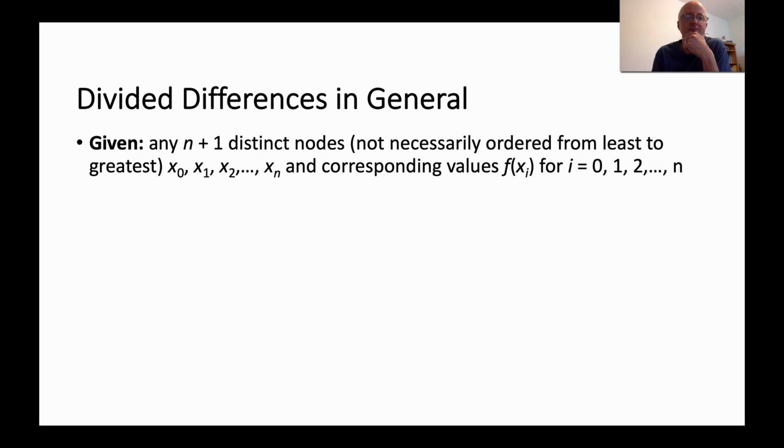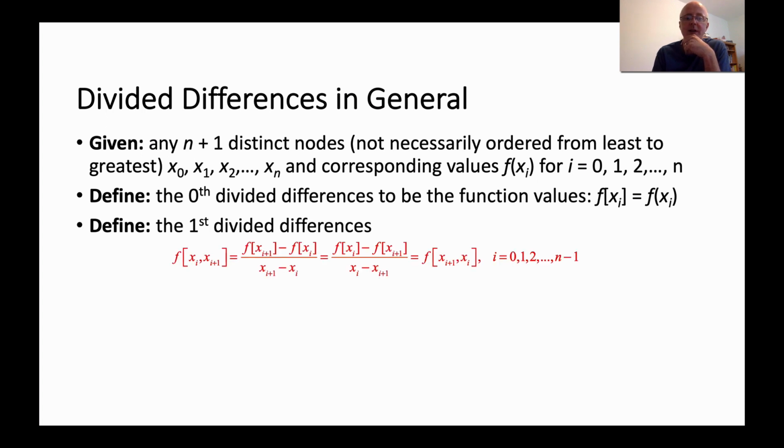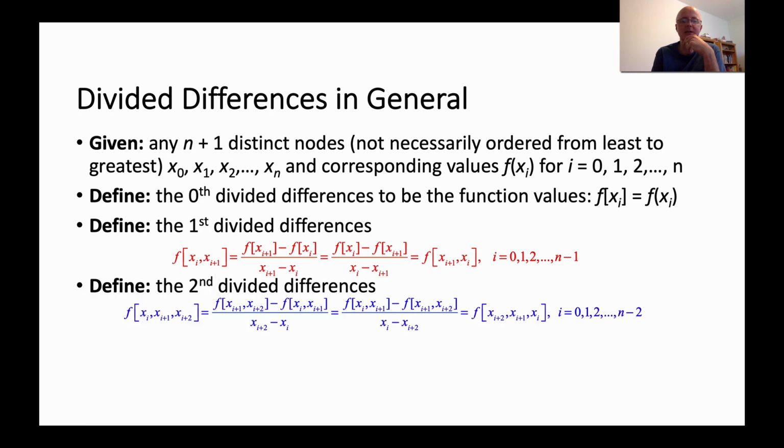Divided differences in general. Given any n plus 1 distinct nodes, not necessarily ordered from least to greatest. And I would also say, but forgot to say, not necessarily equally spaced. And corresponding values f of xi. The 0th divided differences are the function values. The first divided differences are these things, where i is either 0 or 1 or 2 up through n minus 1. The second divided differences are these things. They are divided differences of divided differences. And the ordering, what I've done here is I've emphasized the ordering doesn't matter.